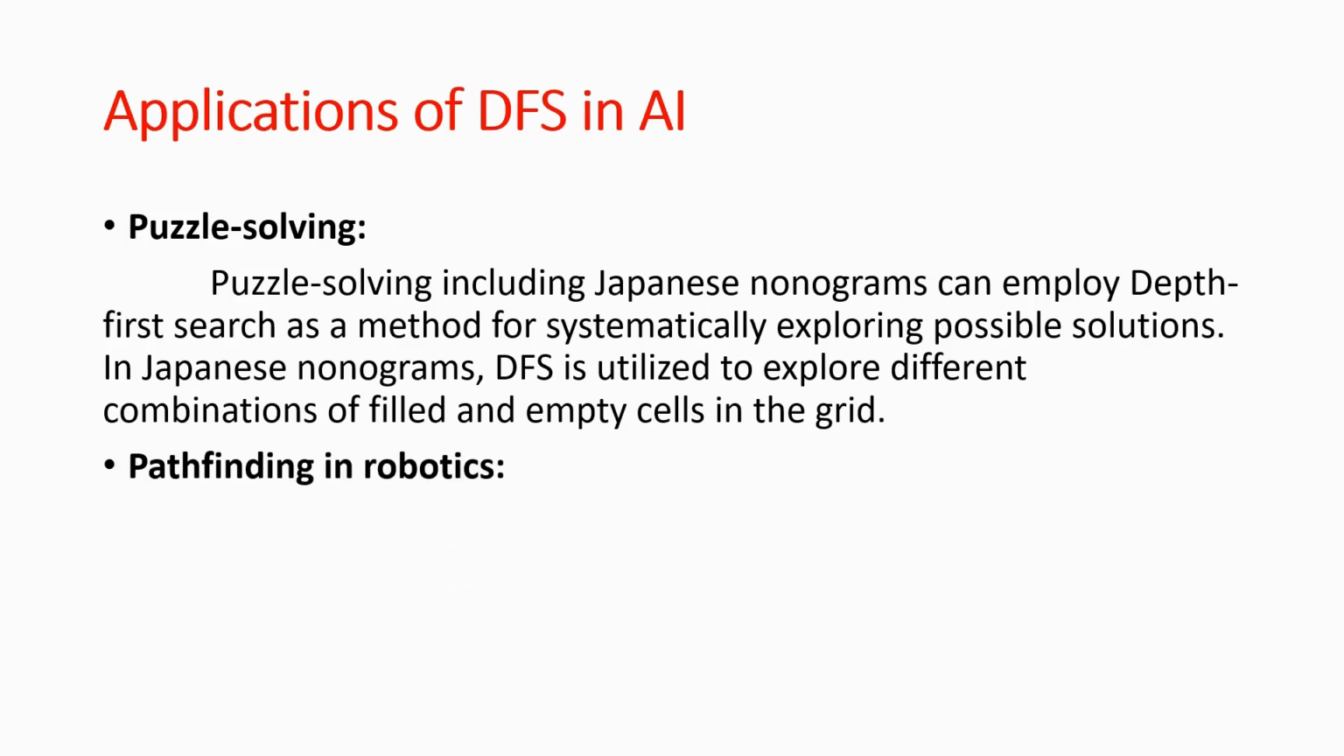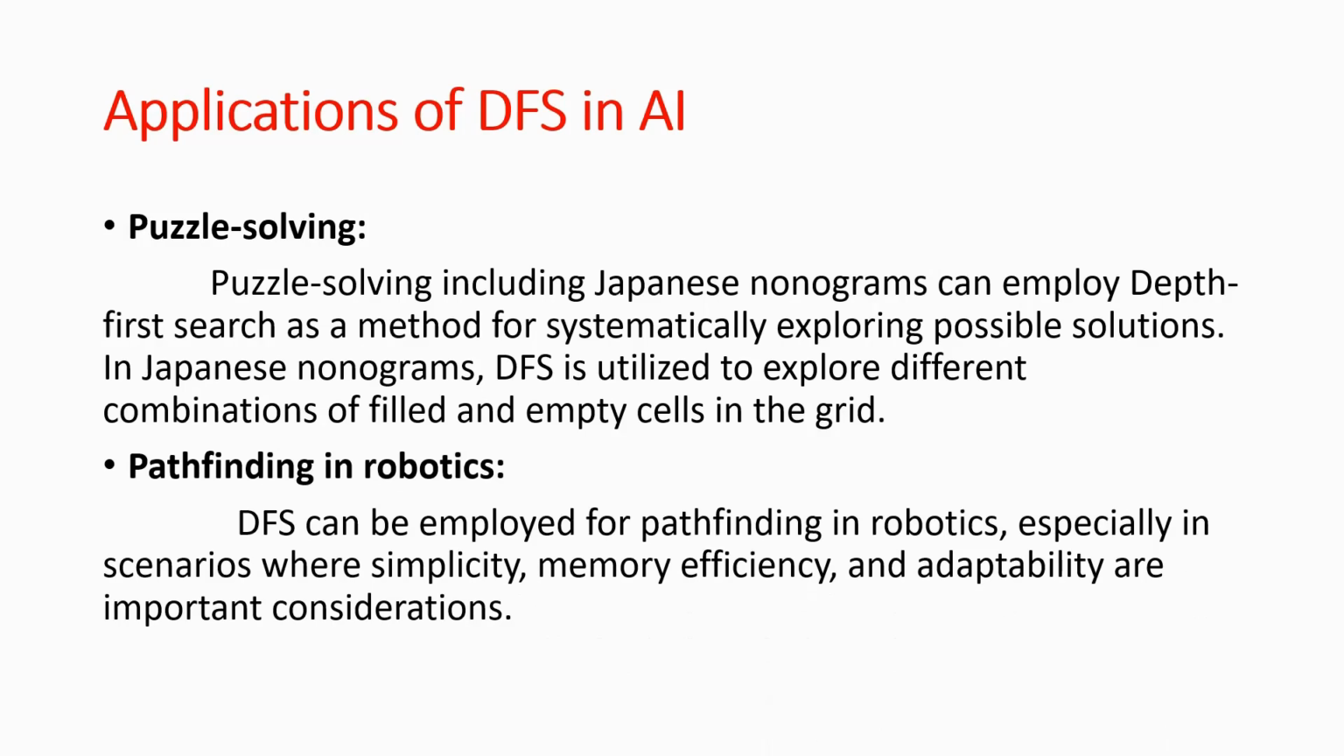Okay, so here we have pathfinding in robotics, right? DFS can be employed for pathfinding in robotics, especially in scenarios where simplicity, memory efficiency, and adaptability are important considerations. The concept is, as seen in the previous example of maze navigation, DFS can be used to find the sequence of movements for the robot to get from one point to another point.